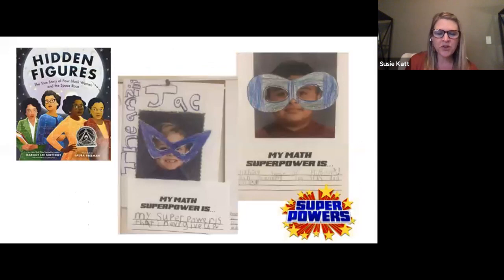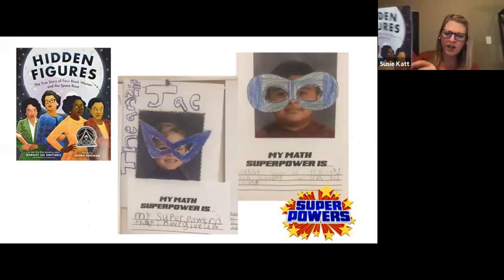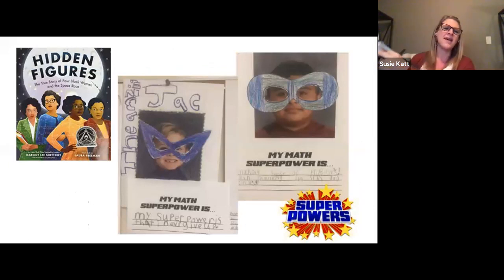We also have superheroes in our classroom, and these are brand hot off the press. I just took these pictures last week from a classroom, and I actually got this book today. It was perfect timing, so I ordered it, the Hidden Figures book. A teacher was talking to me. She said, Susie, that book is great, for so many reasons. One of the neat things in this book is it talks about how each of those ladies really had a special talent in mathematics, and how they utilized that talent to accomplish their goal.